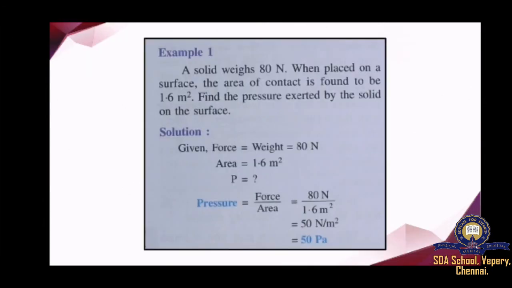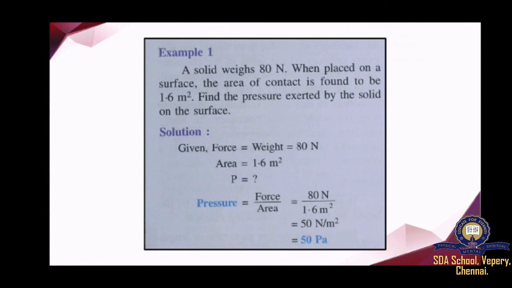The first question is, a solid weighs 80 Newton. When placed on a surface, the area of contact is found to be 1.6 square meter. Find the pressure exerted by the solid on a surface. So what is the given things? They have given the weight. Weight is equal to force. So that is 80 Newton. And they have also given the area of contact.